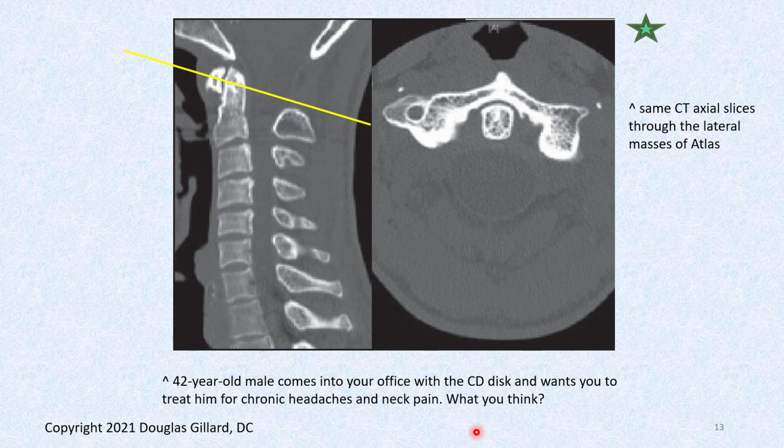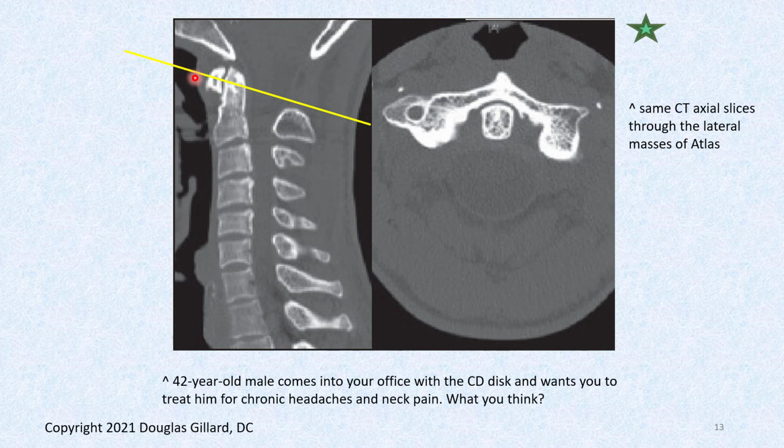Oh, what about the curve? We'll do a little radiographic analysis. Well, the curve is lost, right? It should be a, what's the name of that? Should be a lordotic curve. That's not a lordotic curve. It's quite straight here. Probably muscle spasm, maybe from the accident.